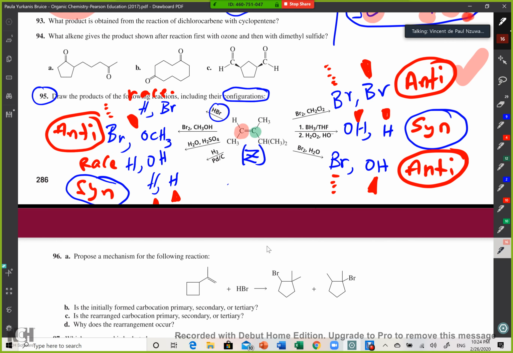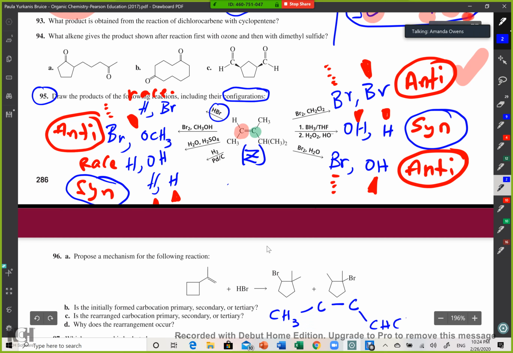I will draw the product a little bit down here. So I will have, let me change the ink. I will have a CH3. I will have a carbon. I will have the other carbon. Then down here, I will have a CH2, then CH3. Optional.